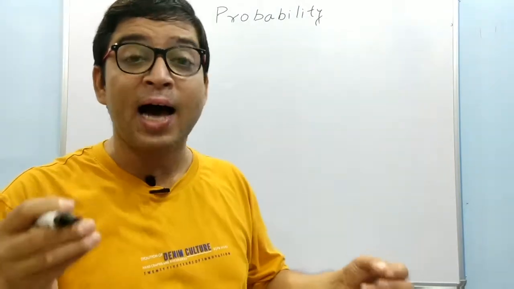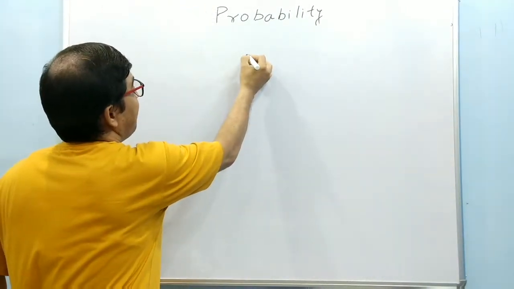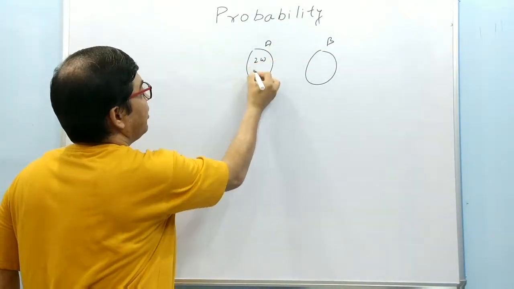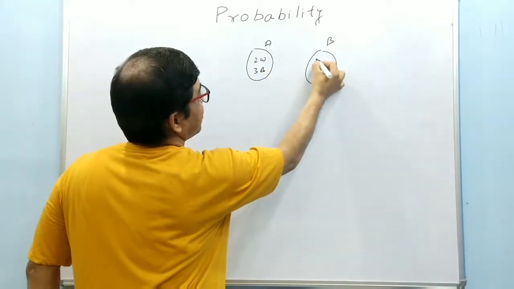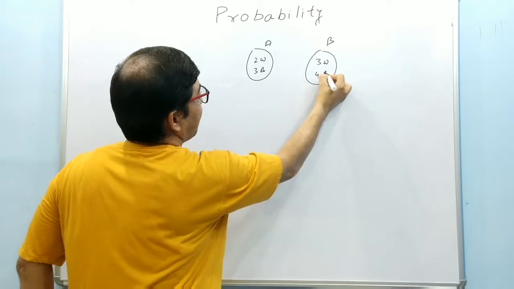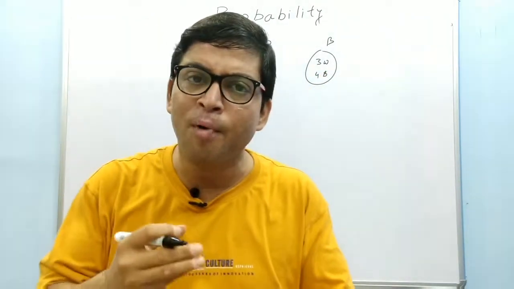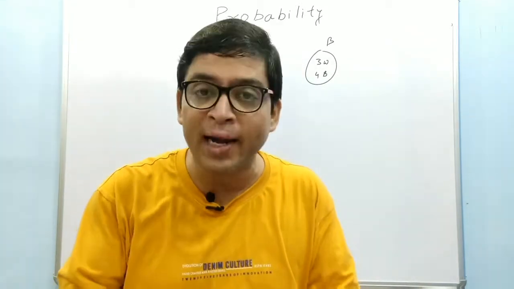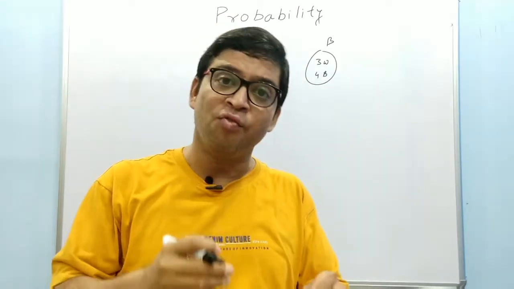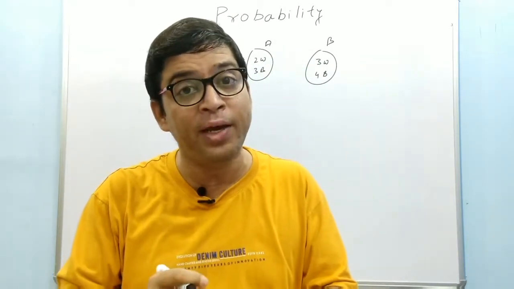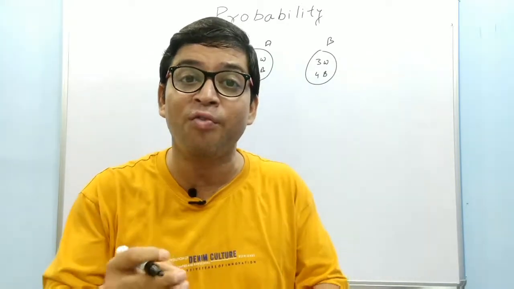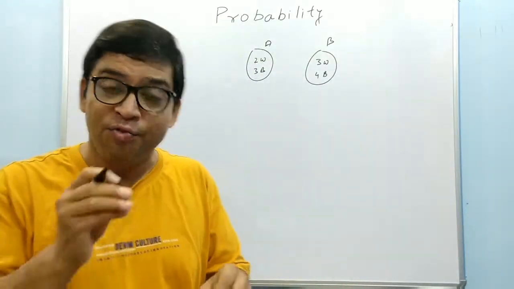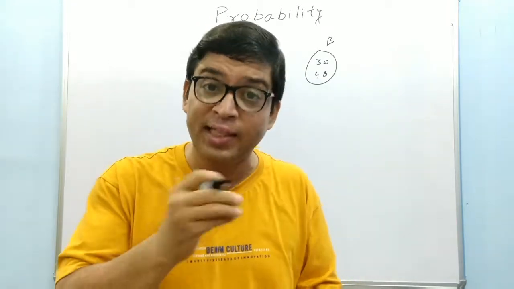Sometimes the problem is asked like this. 2 bags are there, bag A and bag B. Bag A contains 2 white, 3 black. Bag B contains 3 white, 4 black. Now they say one ball is transferred from bag A to bag B, and then one ball is drawn from bag B. What is the probability of it coming out to be a white ball? So you have to translate it firstly into mathematical language and then find out.